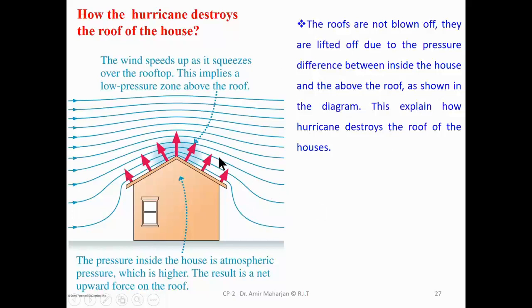And many examples. How does a hurricane destroy a roof? It's basically because it creates a pressure difference. Inside the house is at 1 atmosphere pressure, but because of high airflow, wind, it creates a low pressure region outside, and the roof gets lifted up because of the pressure difference.